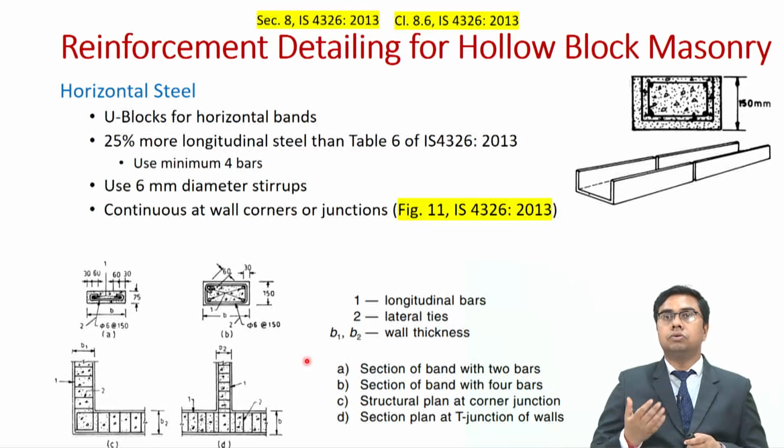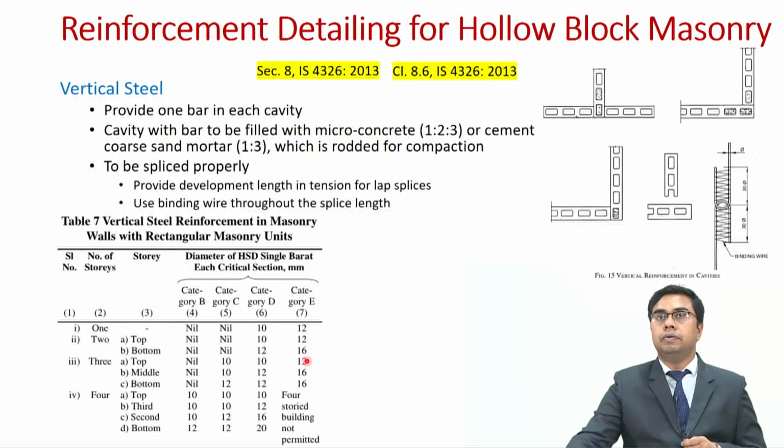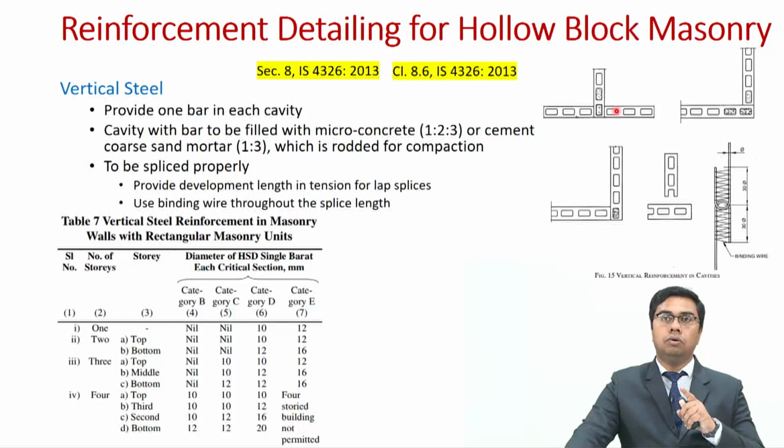Now when it comes to vertical steel, we provide 1 bar in each cavity. Since we are using hollow block masonry, we have the holes ready with us. So in each cavity or hole we provide 1 bar, and then the cavity has to be filled with either micro concrete or cement sand mortar. The micro concrete will have a mix proportion of 1:2:3, and the cement to sand ratio shall be 1:3, and this micro concrete or mortar is rodded for compaction.